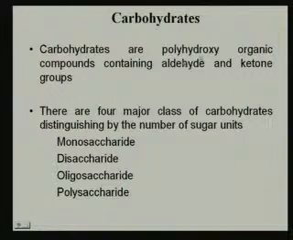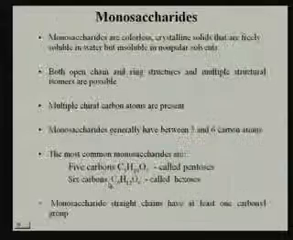Now carbohydrates are polyhydroxy organic compounds which contain the aldehyde and ketone. That means the CHO aldehyde group, or the C=O keto group, is present in the carbohydrate molecule. Now there are four major classes of carbohydrates which can be distinguished as monosaccharide, disaccharide, oligosaccharides and polysaccharide.